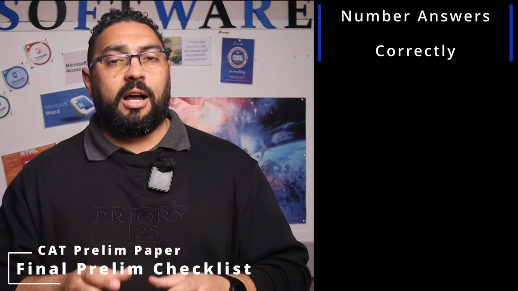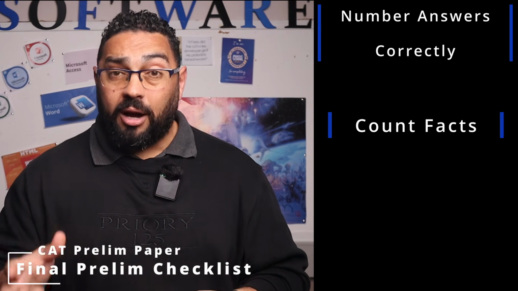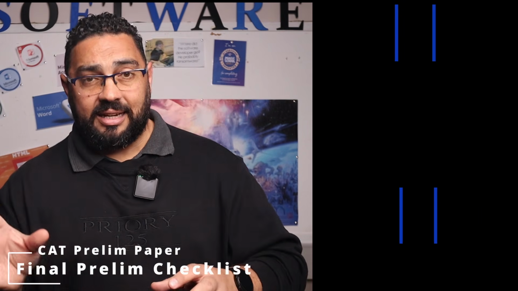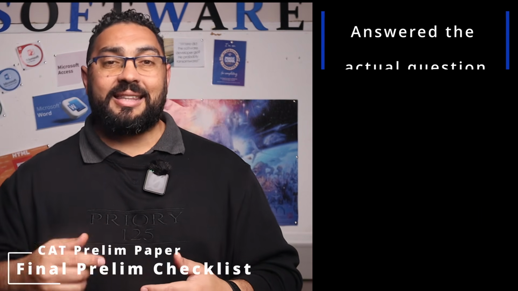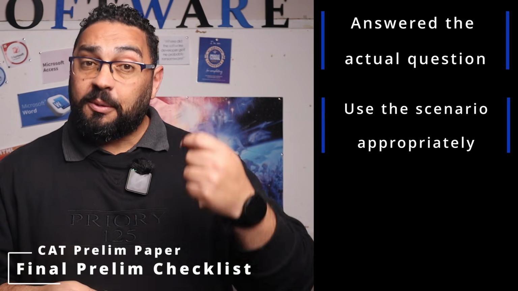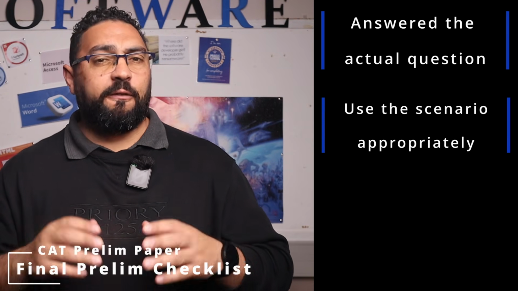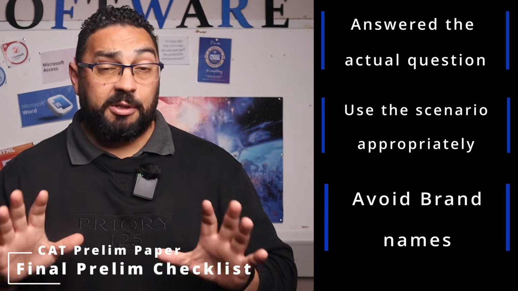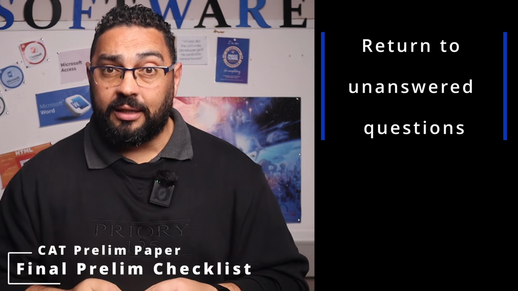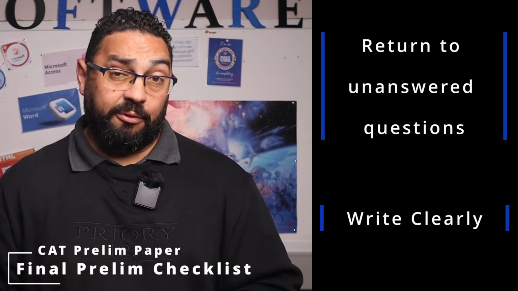And before submitting paper 2, check that every answer is numbered correctly. Count your facts against the mark allocation. Check the command words, those explain, discuss. Make sure you've answered the actual question. Use the scenario where it is appropriate to do so. Avoid unnecessary brand names. Remember, we spoke about that. Return to every unanswered question. Remember, in our strategy, we've now got time to do that. And make sure your writing is clear enough to be marked.